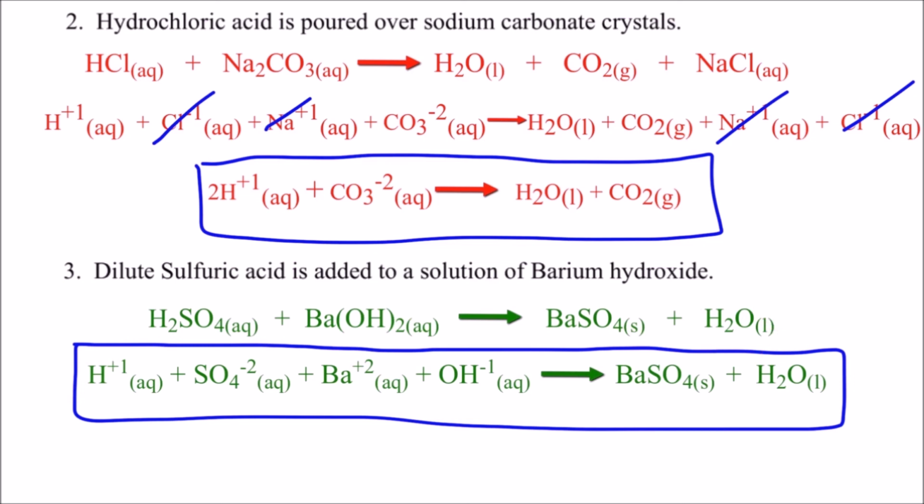That means that we don't have any spectator ions to cross out, so this is the net ionic equation, and it's also balanced. We have HOH, which is H2O, and then we have barium and sulfate, so that comes together there. So hopefully you ended up with the same thing as I did.